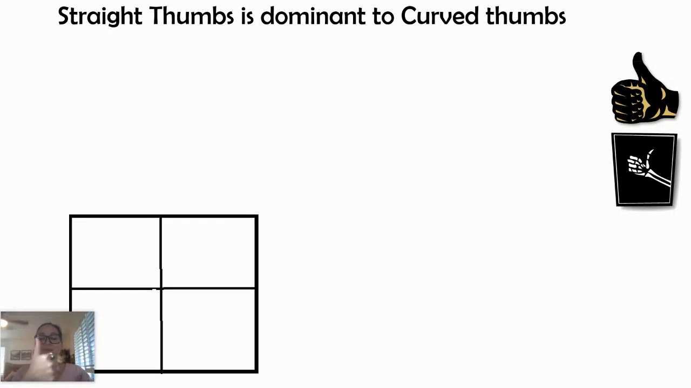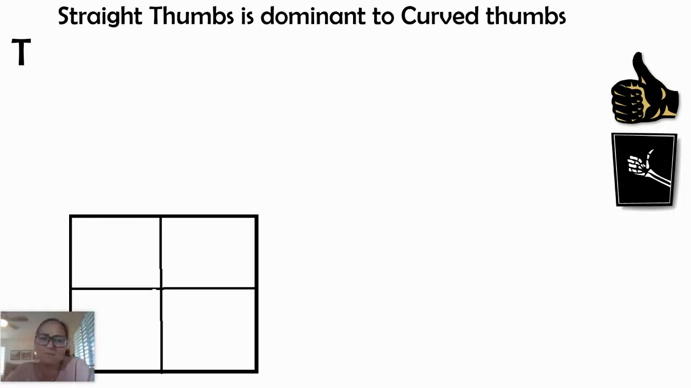So straight thumbs would be like this, and then this one's better. Curved thumbs would be like that. So straight thumbs is dominant to curved thumbs. And I think that's true, dominant recessive. Okay, so obviously I'm recessive. So now, again, the first thing you want to do is write down what is dominant and what is recessive.